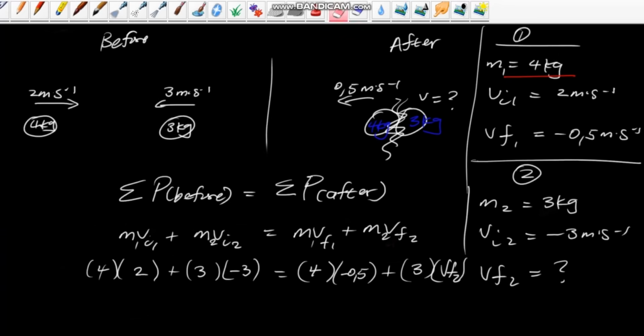At the end of the day uzogcina uthola I final velocity of 2 0.33 meters per second. Ngoba iphume yaba positive kuzoba to the right. Ngoba sithatha right as positive. Iyo ke example le yama problems lawa we principle of conservation of linear momentum. Ithi ngenza example 2.